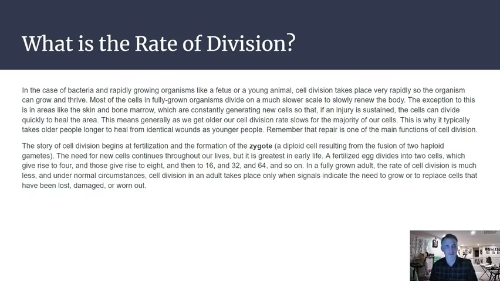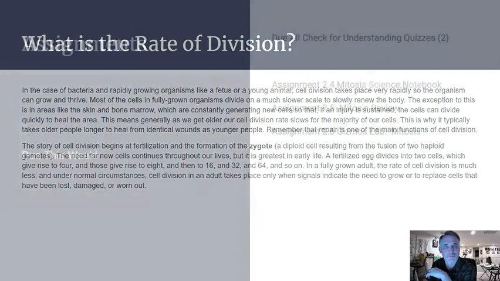The rate of cell division is much less under normal circumstances. Cell division in an adult takes place only when signals indicate the need to grow or replace cells that have been damaged or worn out. Some cells, as I mentioned, don't ever divide again. They enter something called phase 0, where they just hang out and do their job the entire time, never going through mitosis.